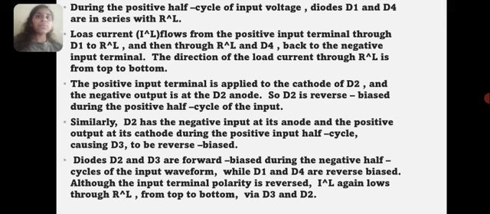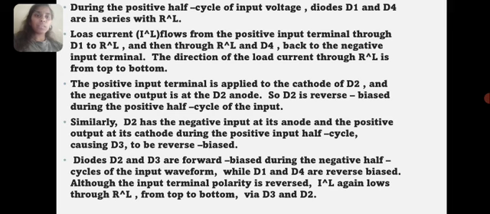During the positive half cycles of the input voltage, diodes D1 and D4 are in series with RL. Load current IL flows from the positive input terminal through D1 to RL, and then through RL and D4 back to the negative input terminal. The direction of the load current through RL is from top to bottom.